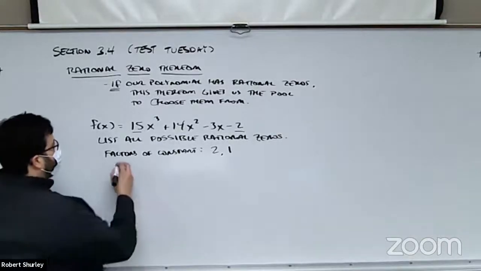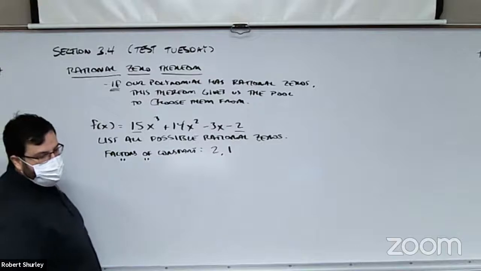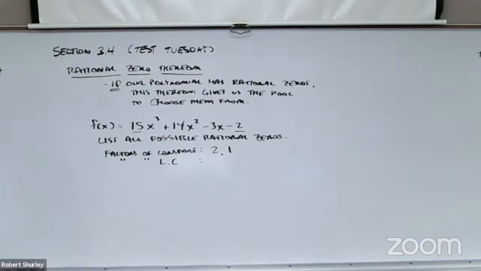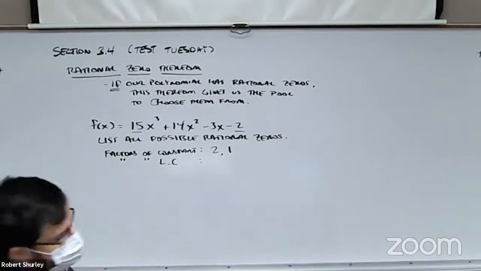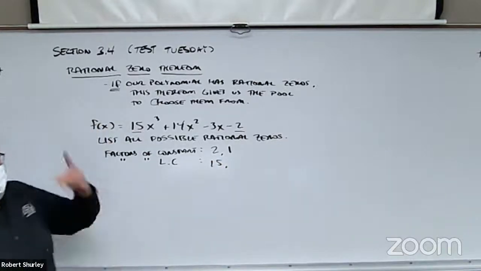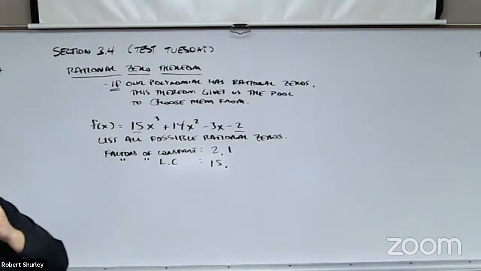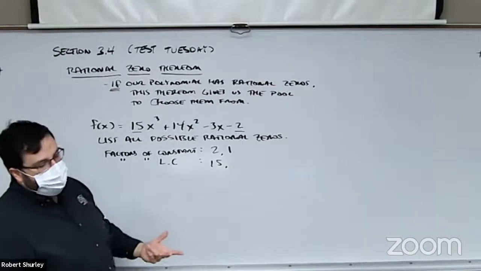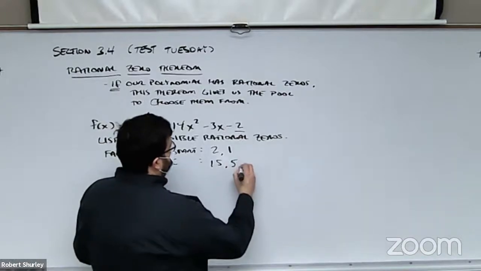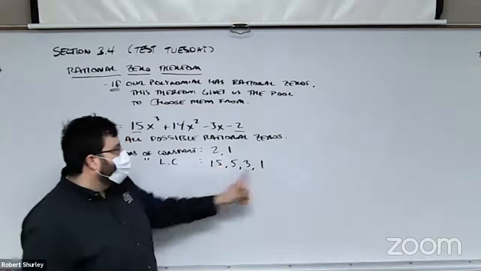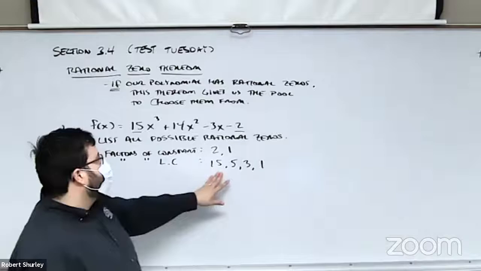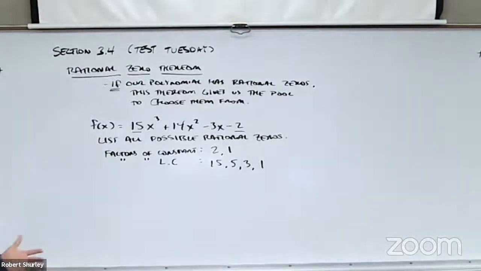Then we're going to look at factors of the leading coefficient. Our leading coefficient is 15. I'm going to think down, what's divisible into 15? 15, of course, is always divisible into 15. You can always start with the actual number. And then 5, 3, and 1. 1 will always be a factor, and the number you start with will always be a factor. 15 is also divisible by 5 and 3.